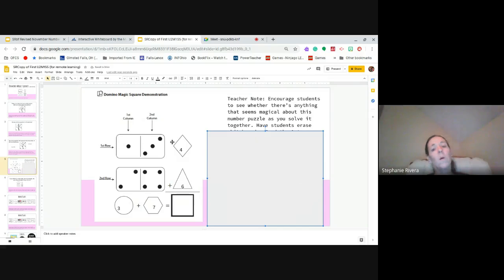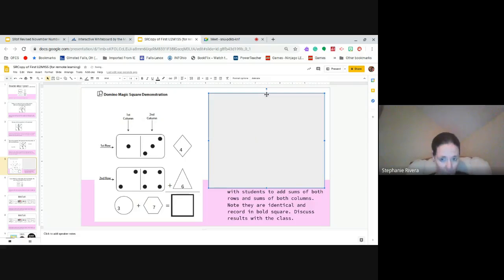Okay. We're going to see 4 plus 6. Should I start with 6 and go up 4 or 4 and go up 6? Let's start with 6 and go up 4. If I'm at 6, 7, 8, 9, 10. So we know 4 plus 6 equals 10.